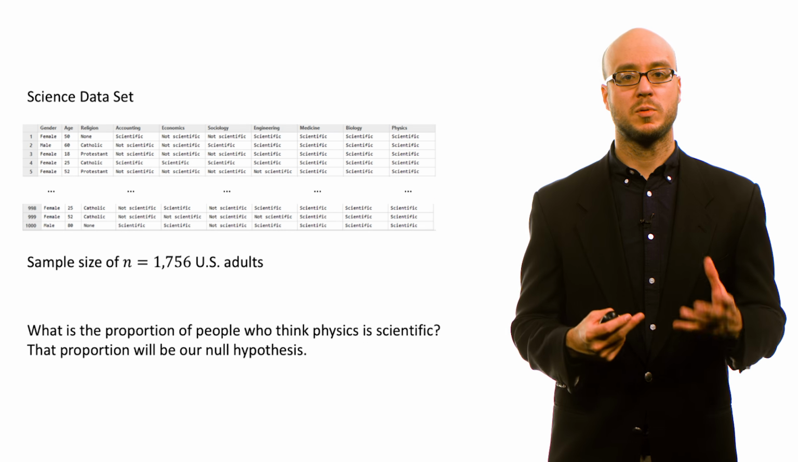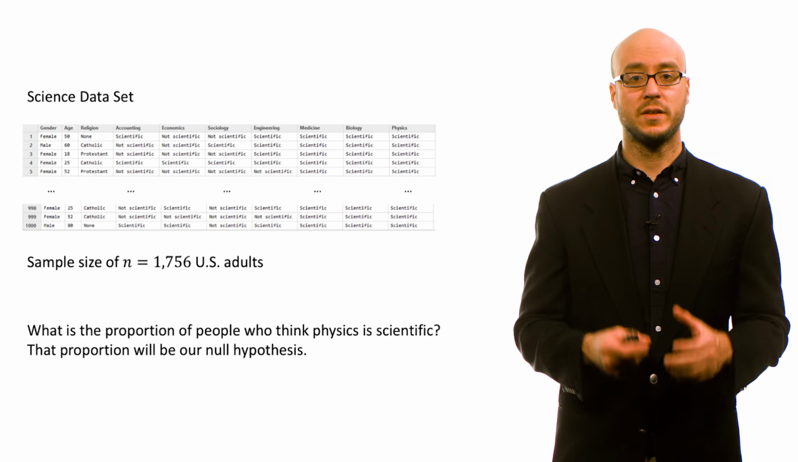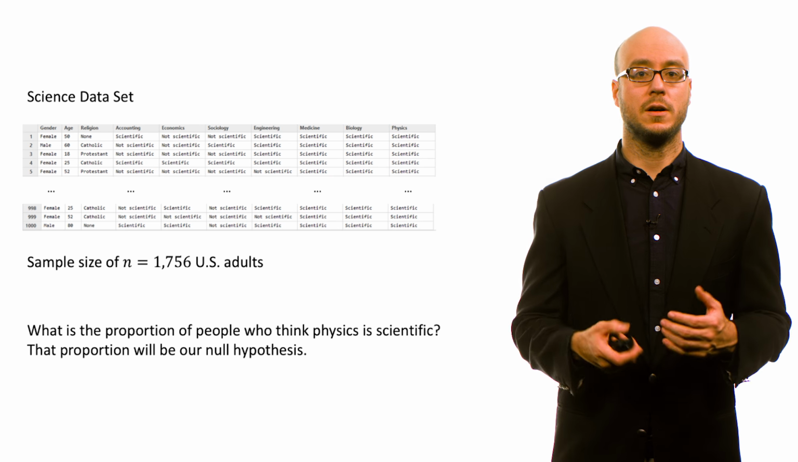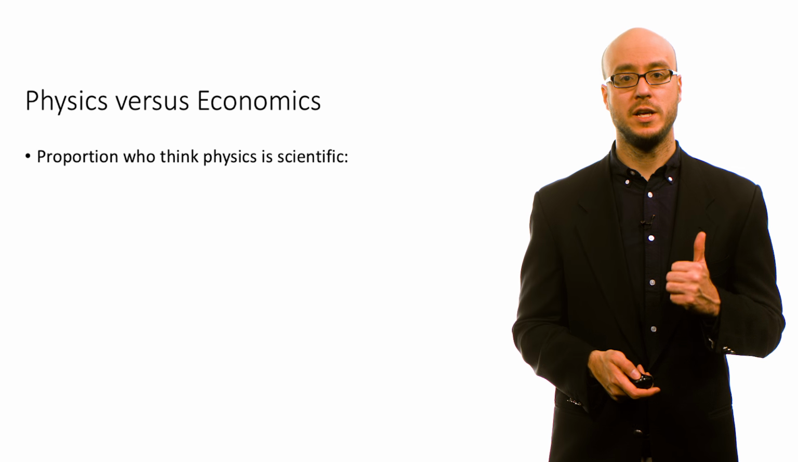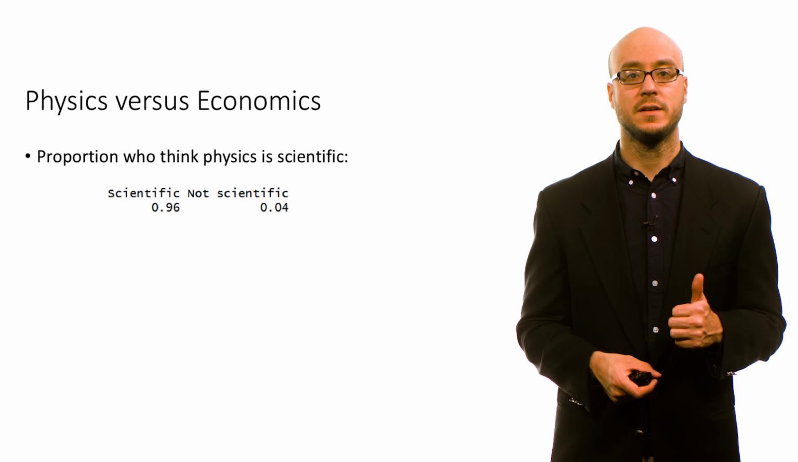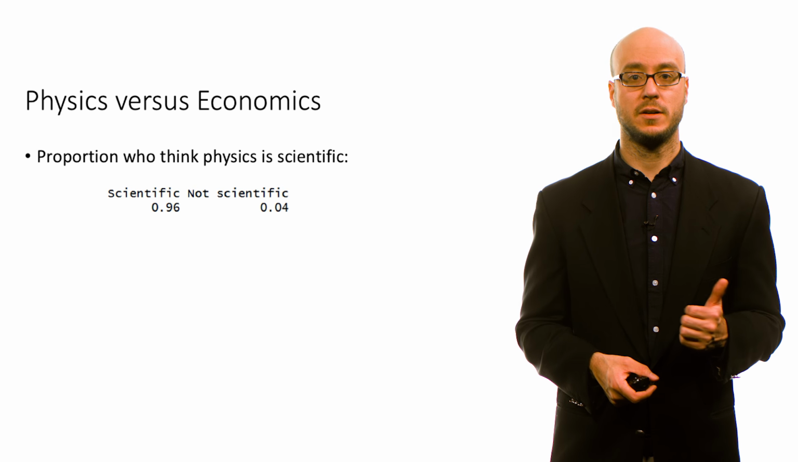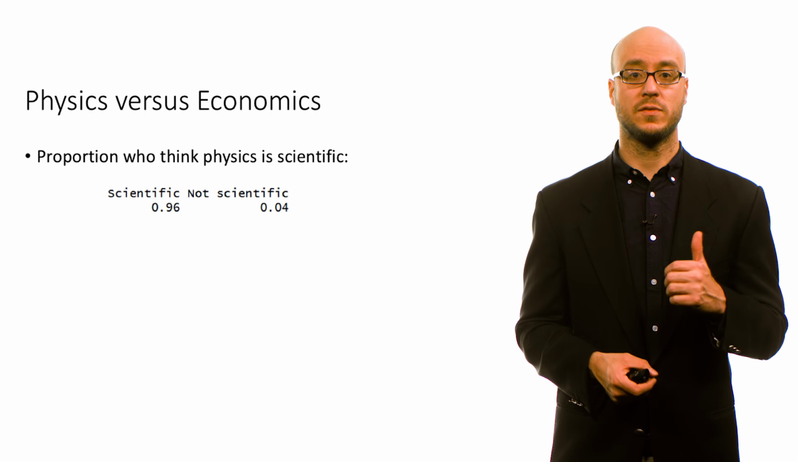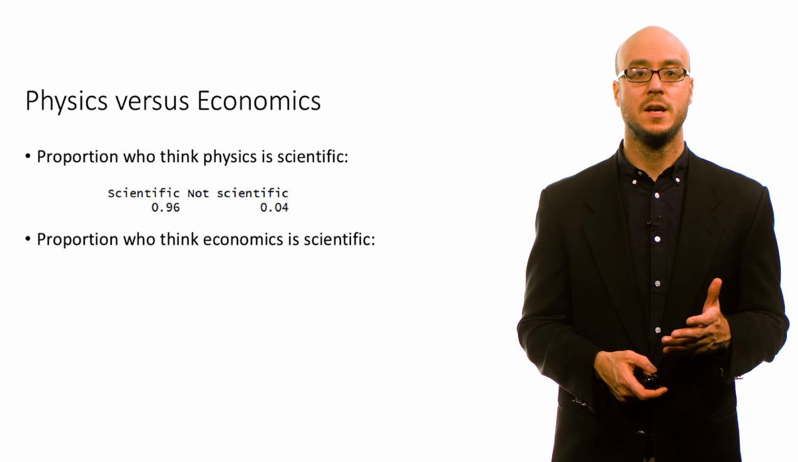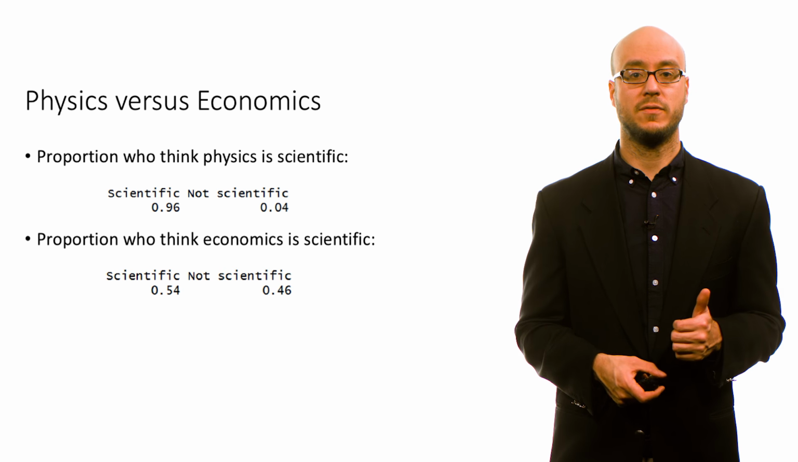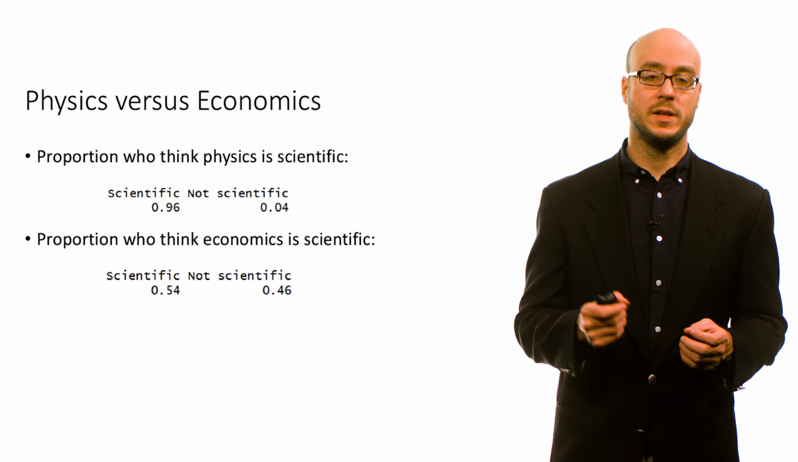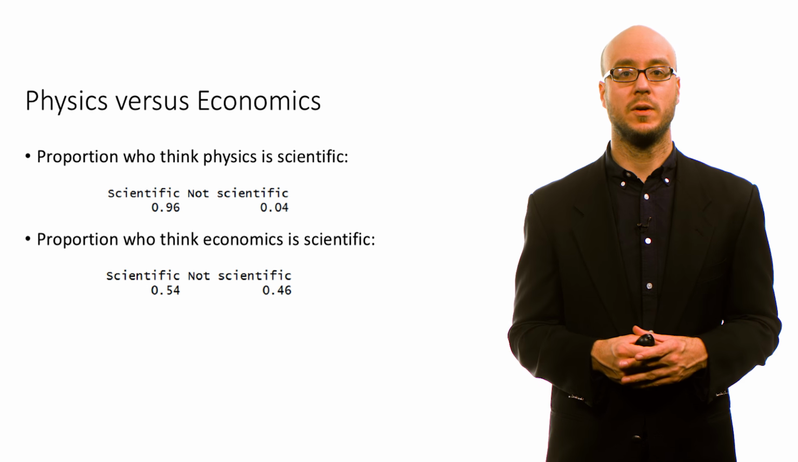So we might say, what is the proportion of people who think physics is scientific? This will affect our null hypothesis for this particular problem. So the proportion in our sample who think physics is scientific is about 96%, right? So the sample proportion for physics is 0.96. The proportion who think economics is scientific is about 0.54. So our value of p hat is 0.54.